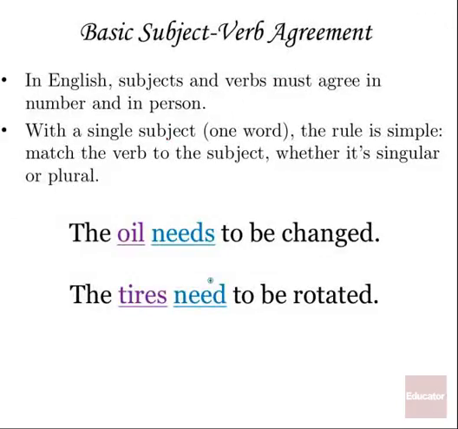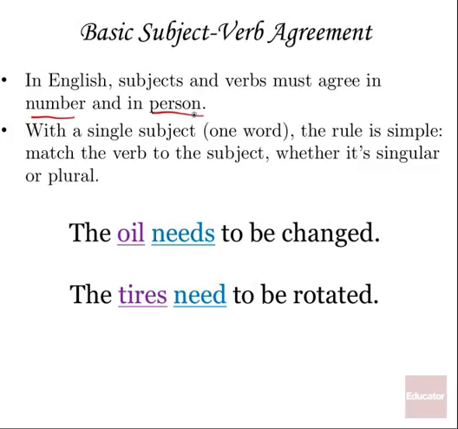All right, basic subject-verb agreement. In English, subjects and verbs must agree in number and in person. Now remember, number is whether it's singular or plural. Are you talking about one thing or many things? And person, first person, I, me. Second person, you. Third person, he, she, it, they.